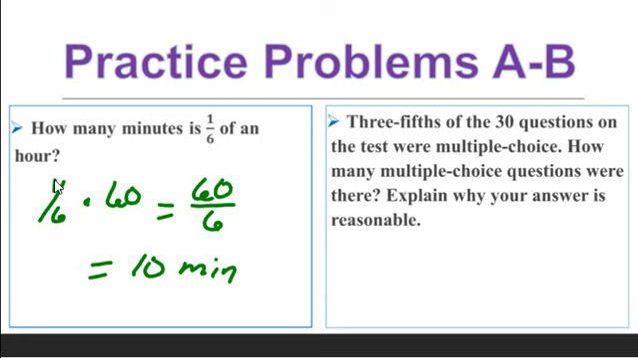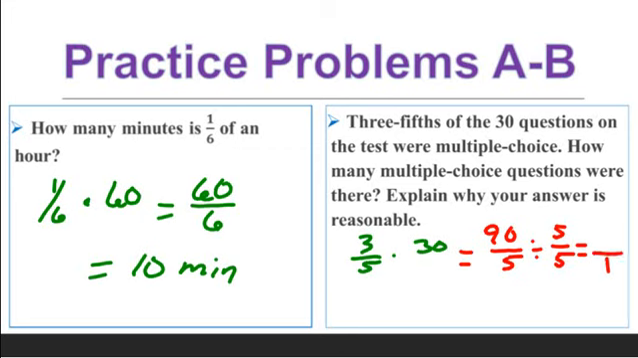Problem B, 3/5 of the questions on the test were multiple choice. How many multiple choice questions were there? Explain why your answer is reasonable. So 3/5 of 30 is multiple choice. So I can simplify here, or I could just multiply straight across. 3 times 30 is 90. 5 times 1 is 5. 90 divided by 5. I can divide a 5 in the numerator, divide a 5 in the denominator. 5 divided by 5 is 1.